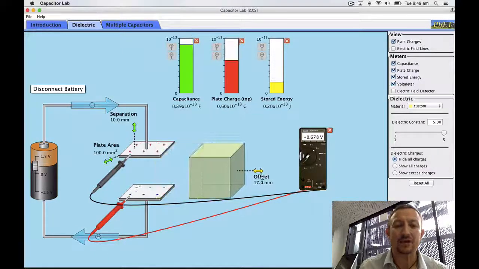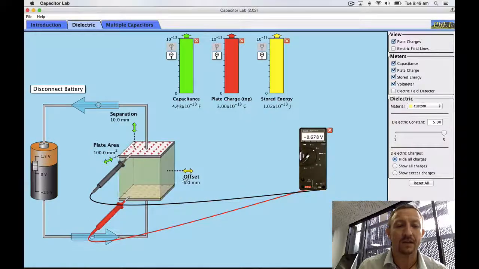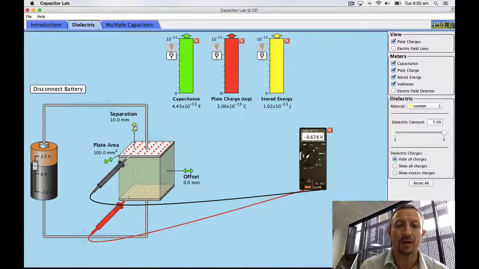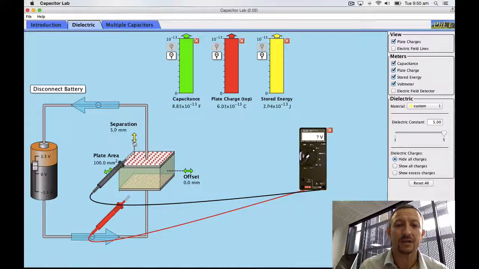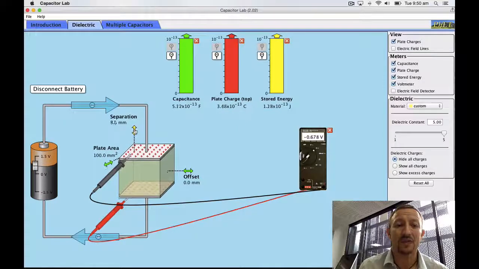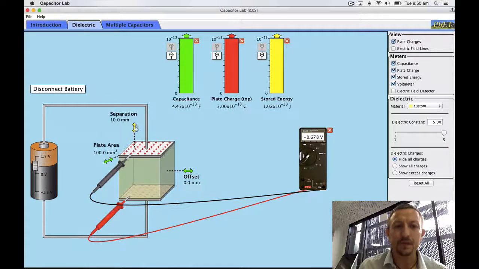Now obviously different types of material are going to have different effects. I could also put my dielectric in and decrease the separation. And look how the stored energy value down here changes as I change the separation. Okay, getting closer, I'm getting more charge which can be packed on, which means that I'm getting more energy generated. It also means that my capacitance is going up. So by changing the separation, I can actually increase the amount of energy.